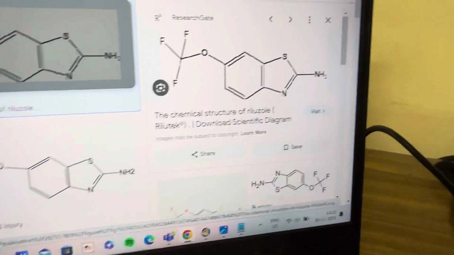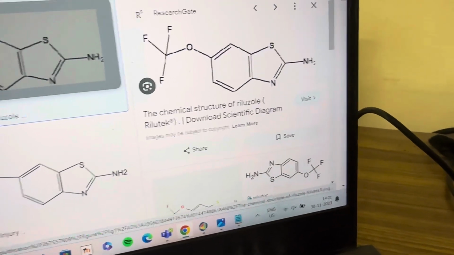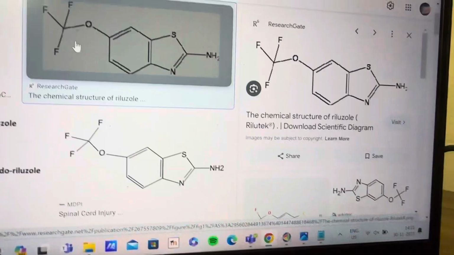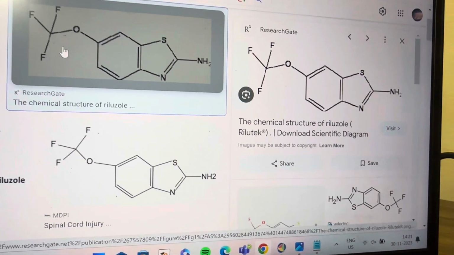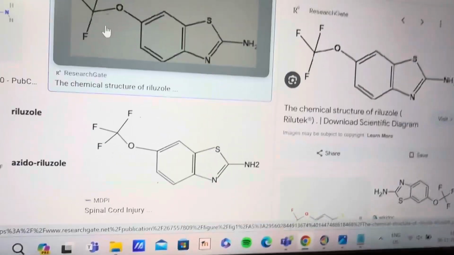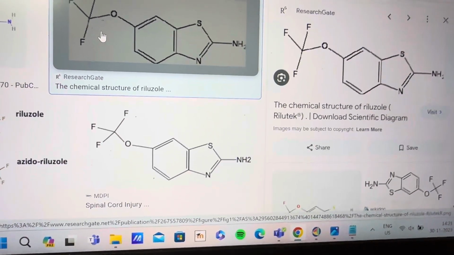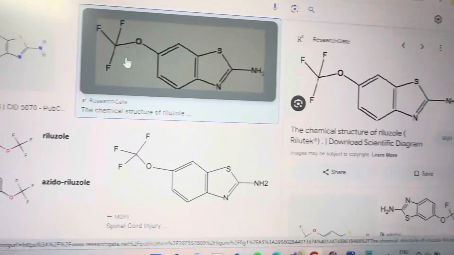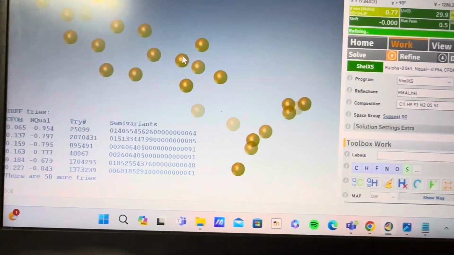The chemical structure of riluzole is this. We have a benzene ring here and a 5-membered ring. The whole compound is aromatic, and there is an amine group attached to the carbon between the sulfur and nitrogen, and then there is an OCF3 group attached to the benzene ring. So moving to the software, we'll first construct this molecule.